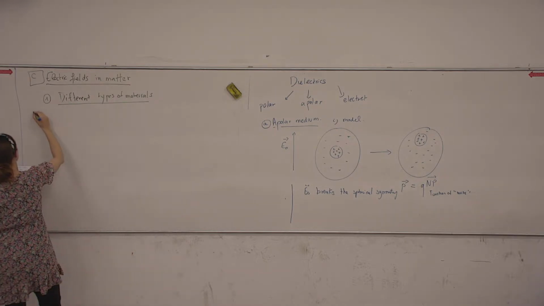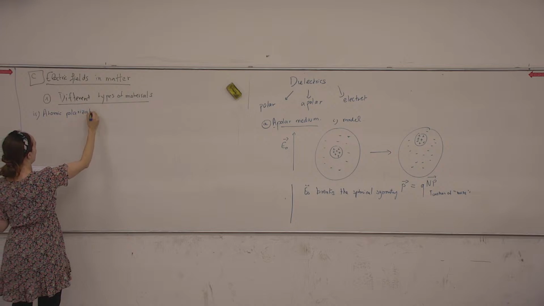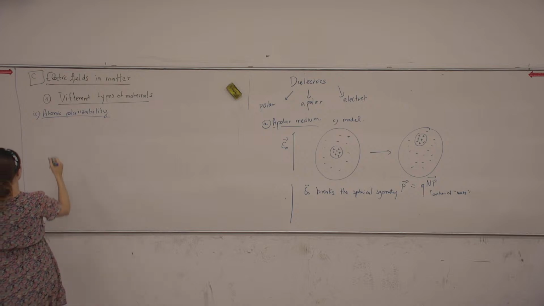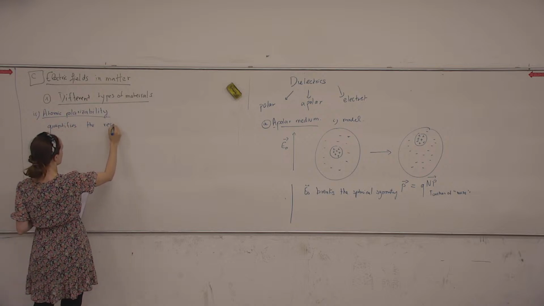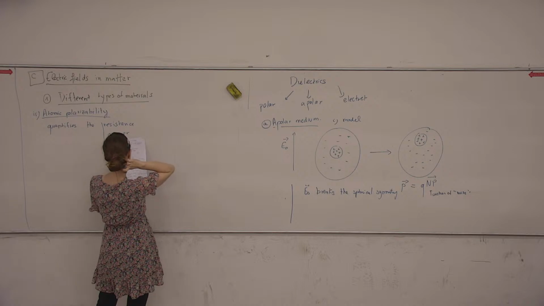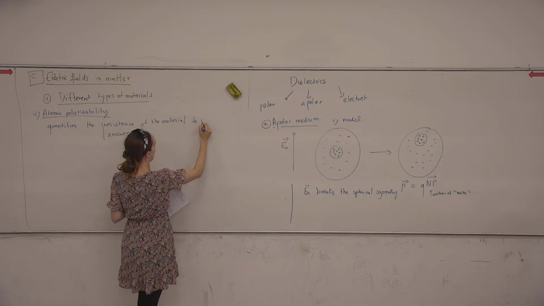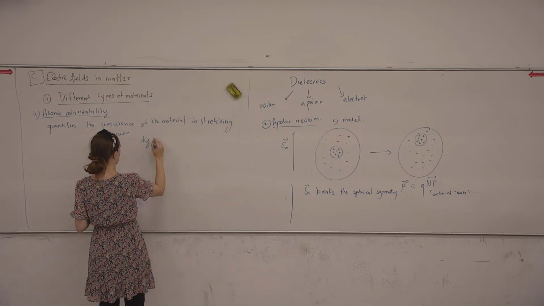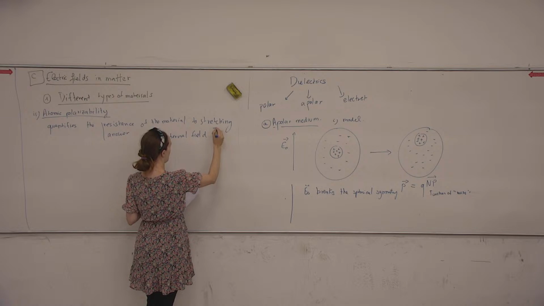So this is called atomic polarizability, and it quantifies the resistance, or the response, of the material to stretching by an external field E.